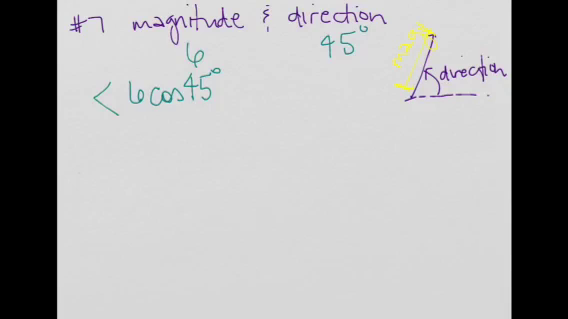Why am I using cosine? Because this is the x location in my component form. So for my y, I will do 6 times the sine of 45. Okay, so that's going to be component form of magnitude and direction.